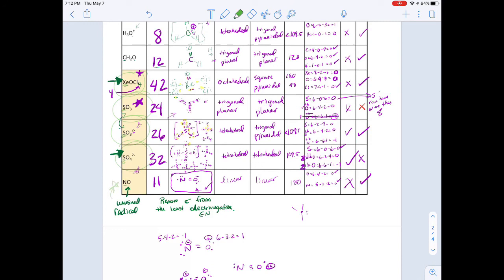Last but not least, this is unusual. This is a radical. And you'll notice that right here, there was only one electron, not a pair.